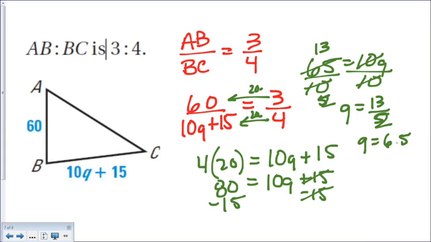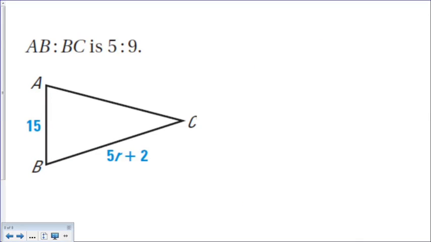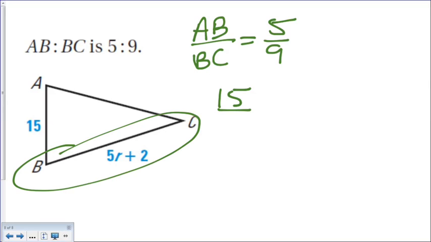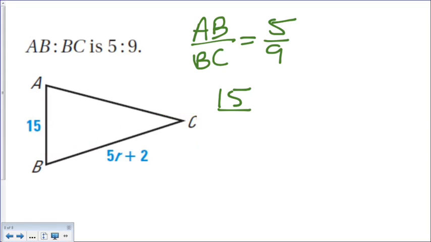All right, and then lastly, let's do one more. All right, AB to BC is 5 to 9. Okay, so AB to BC is 5 to 9. Okay, so AB is right here, 15. Over BC, which is right here, 5r plus 2, equals 5 to 9. Okay?